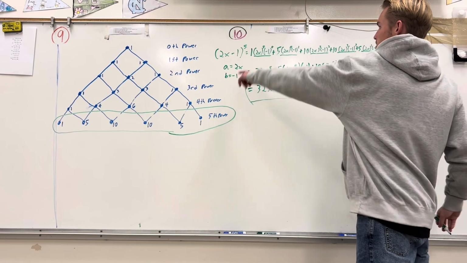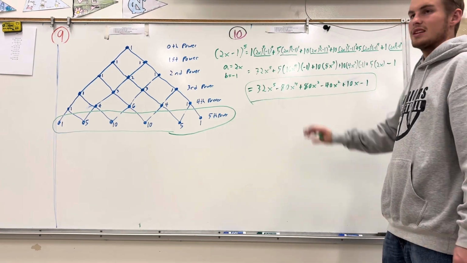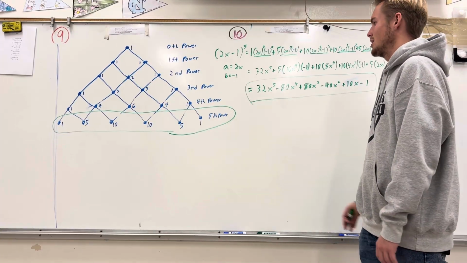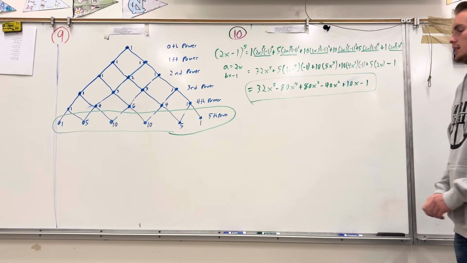So we expanded 2x minus 1 to the power 5 without using any boxes, any foiling, really not much work at all. We made a drawing, a fun drawing, and then we did a little simplification, and we got it just like that. Final answer.